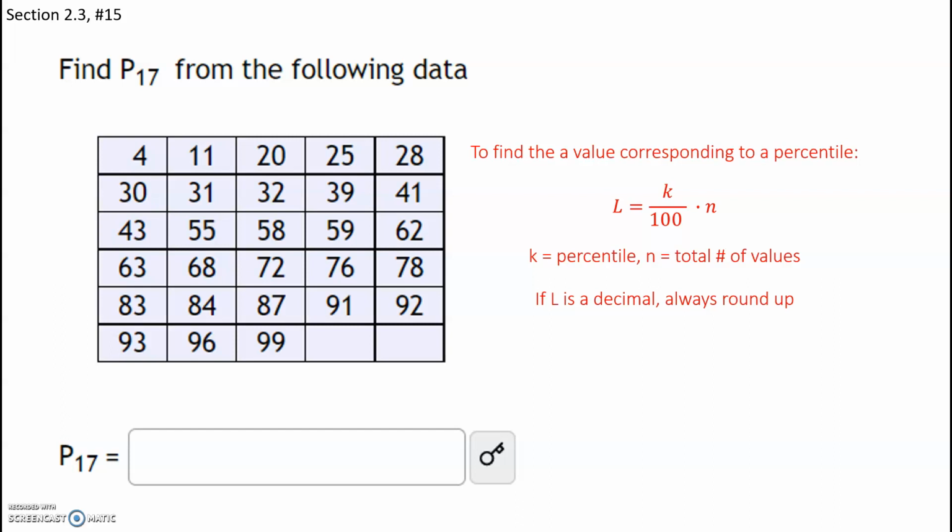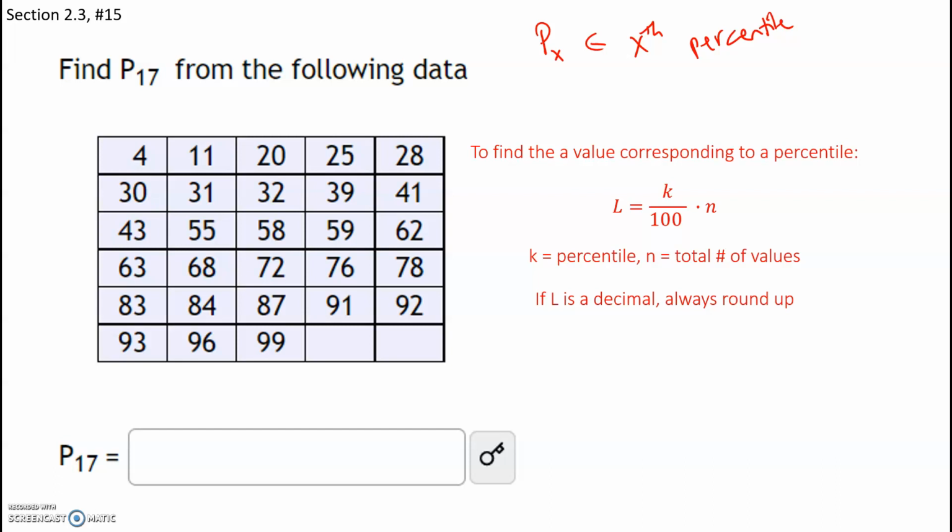We want to find p sub 17 from the following data. So keep in mind that the notation p sub x represents the xth percentile. So p sub 17 means we need to find the 17th percentile.